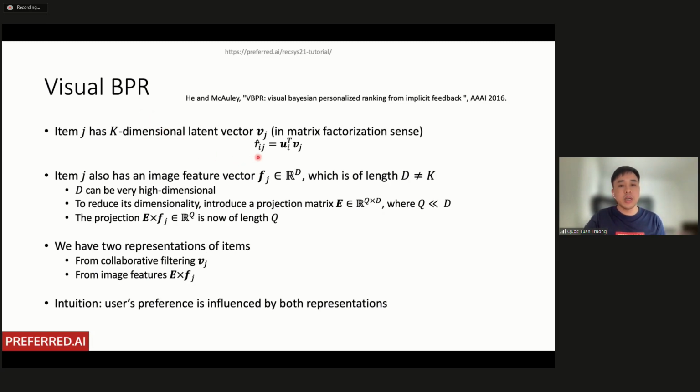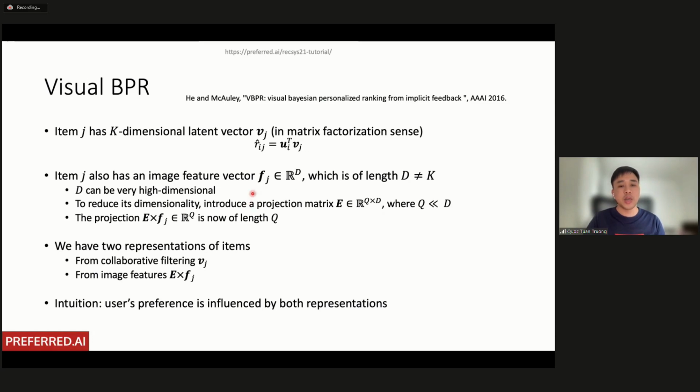And under matrix factorization, we have the estimation of the rating values between the product of the user latent vector and the item latent vector. In this case, the items also have their own image feature vector, which is extracted from some pre-trained CNN model. This feature vector has length D. Usually, this image feature extracted from the CNN model has much higher dimension than the dimension that we usually use in matrix factorization, because most of us know that for matrix factorization, we don't need very high dimensions to estimate the rating values.